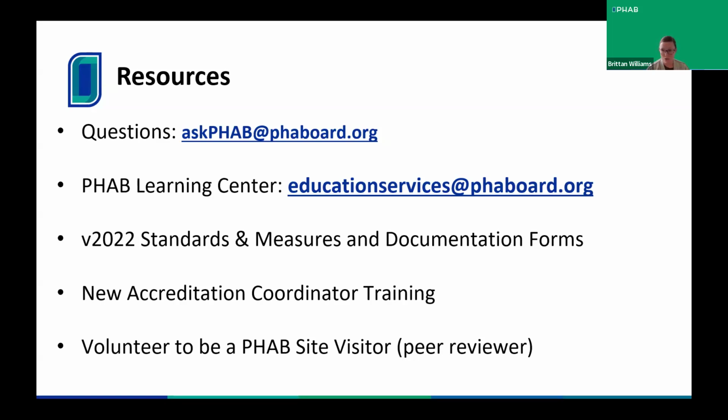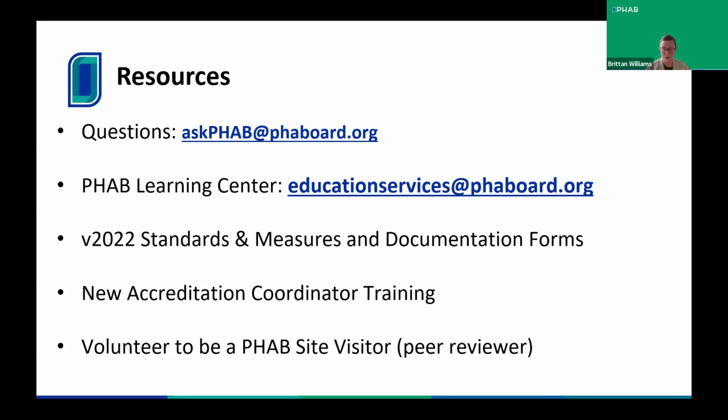Also available to you whether you're in process or not. And the Ask PHAB inbox, you can email whether you're in process or not. If your health department is thinking about it and just looking through the standards and has questions, that's open to anyone. You don't have to already be a PHAB customer to email questions to Ask PHAB.